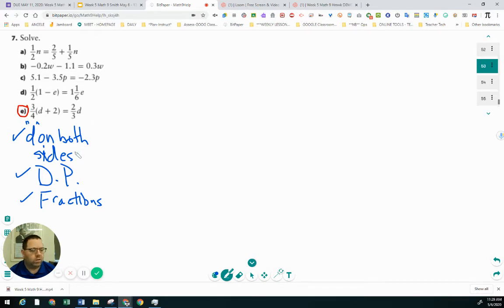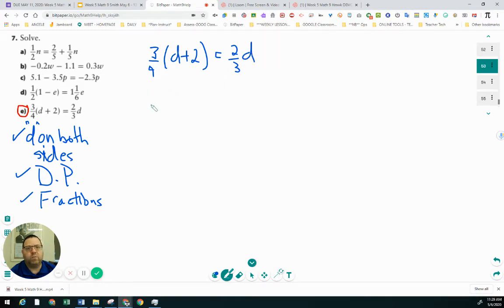Now, of course, that would depend on me showing you how to do a few of these as examples, which I'm happy to do. So let's start with this one. So we've got 3 over 4 D, D plus 2, equals 2/3 D.